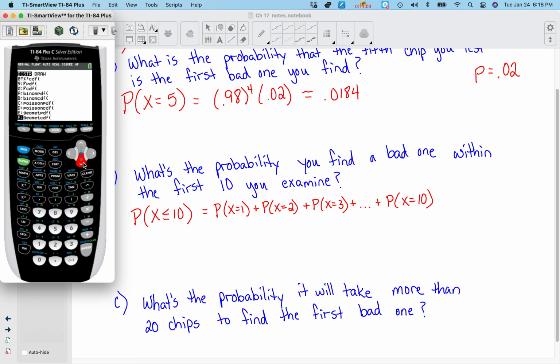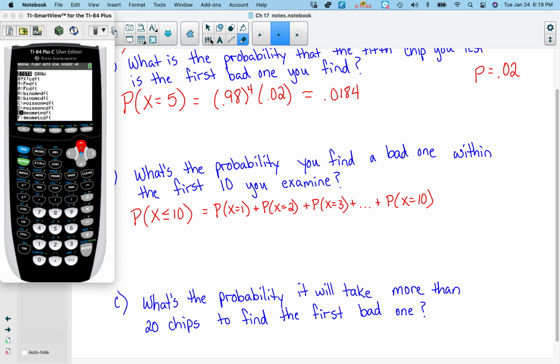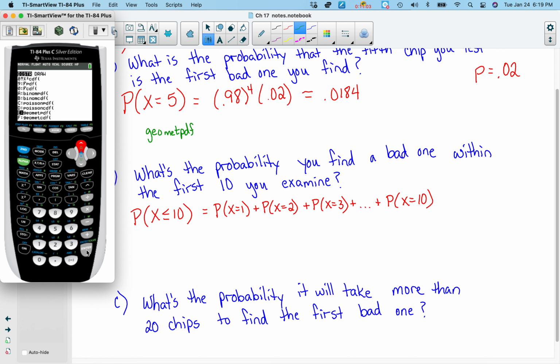Geometric. You've got geometric PDF and geometric CDF. These stand for probability density function and cumulative density function. So depending on the symbol, if it's equals, we're going to use PDF. So for this one, we're going to use geometric PDF. So I'm going to choose that.